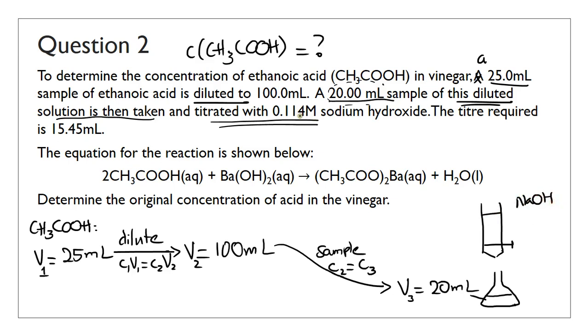The concentration of sodium hydroxide given in the question is 0.114 molar. And the last sentence, the titer required. The titer refers to the solution that comes out of the burette, so the titer must be the volume of sodium hydroxide here. So the titer is 15.45 ml.